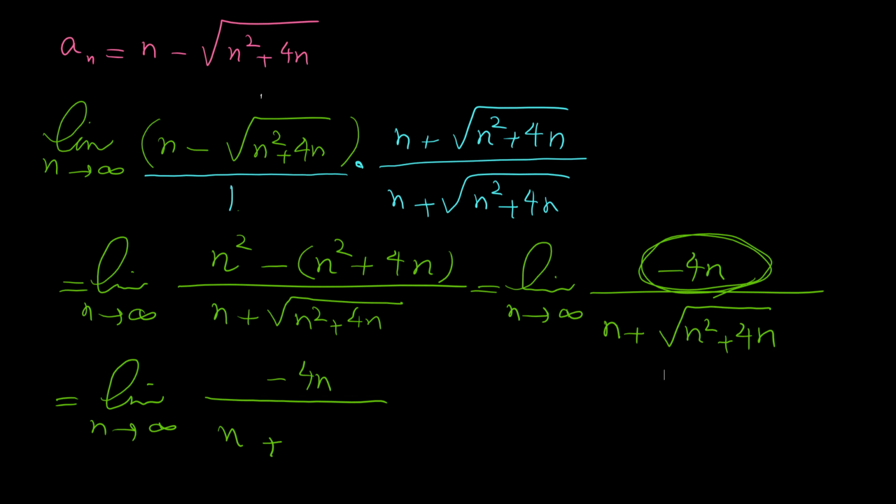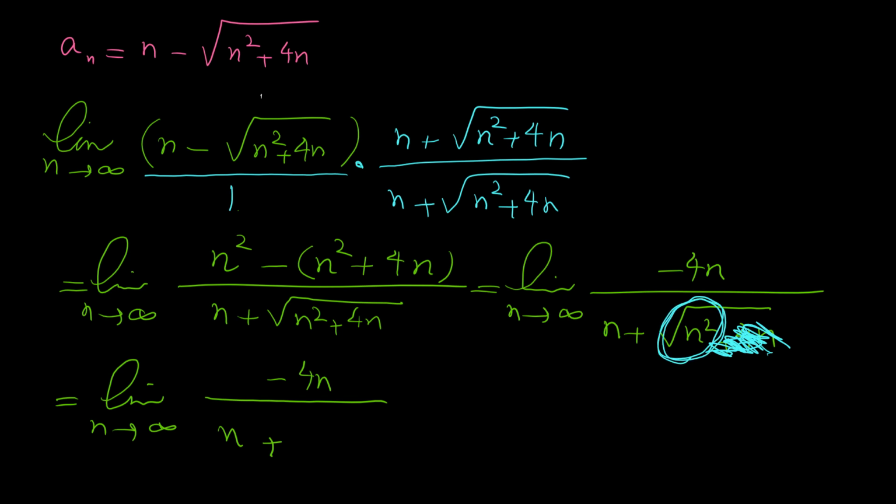Between 4n and n to the 2, of course n to the 2 is the bigger term, more significant, because as n approaches infinity, n to the 2 is significantly bigger, infinitely times bigger than 4n. So here we ignore this term.